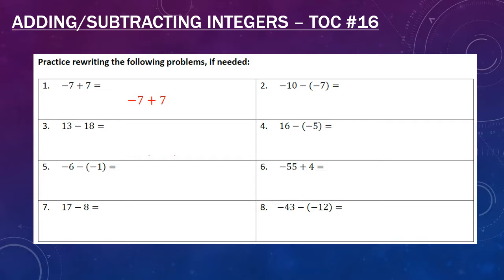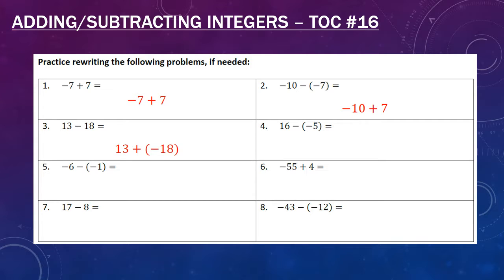So I will keep negative 10 the same. I will change from subtraction to addition. And then since that's a negative 7, it becomes a positive 7. So I end up with negative 10 plus 7. For number 3, I have a positive 13, subtraction, so that becomes addition. And since I have a positive 18, it becomes a negative 18. So 13 plus a negative 18.